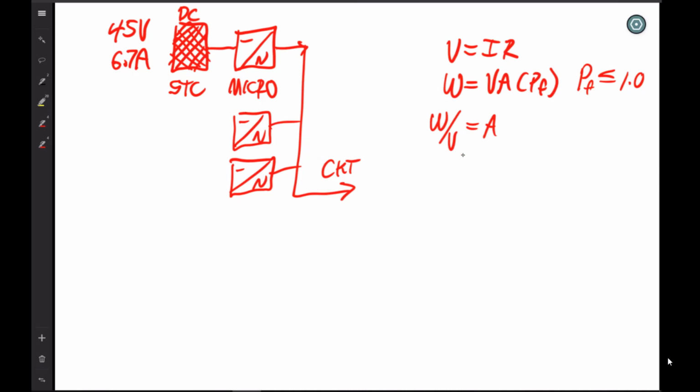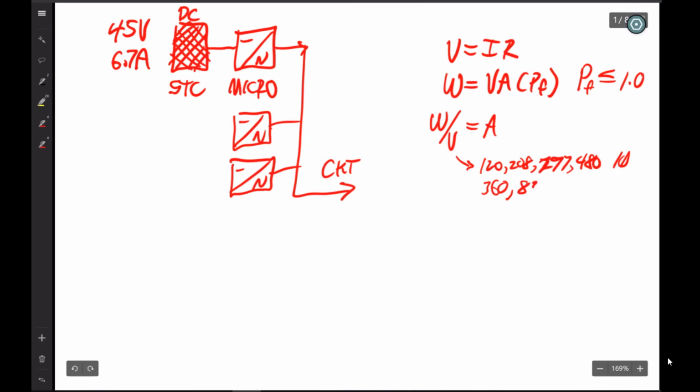Typical values for the volts are 120, 208, 277, 480. These are all single phase values. And then you've got 360, 831, and then the less common is 240 and 415. Like I said, I'm not going to go into that.